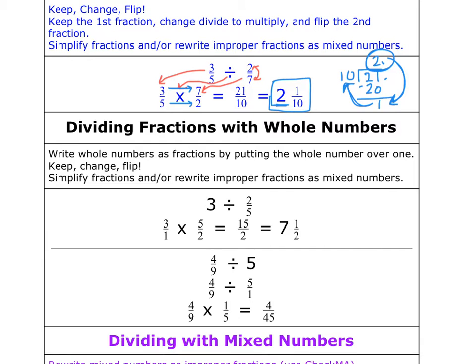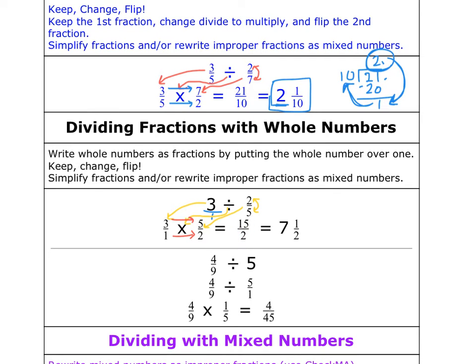So over here, we're going to put a 1 underneath that 3. We're going to keep that first fraction, 3 over 1. We're going to change that division to multiplication, and we're going to flip this second fraction. So that's going to flip around and become 5 over 2. Now we need to follow our multiplication rules, which is multiply straight across. 3 times 5 is 15. 1 times 2 is 2.